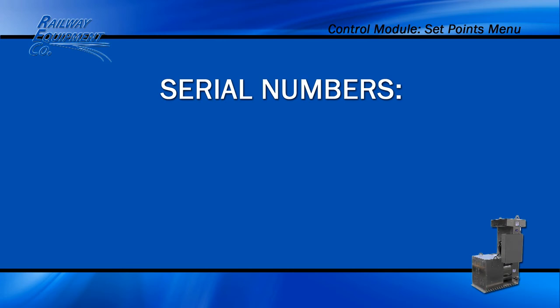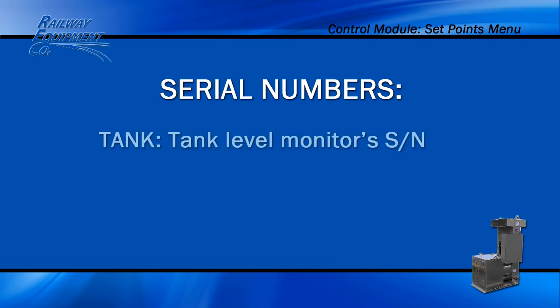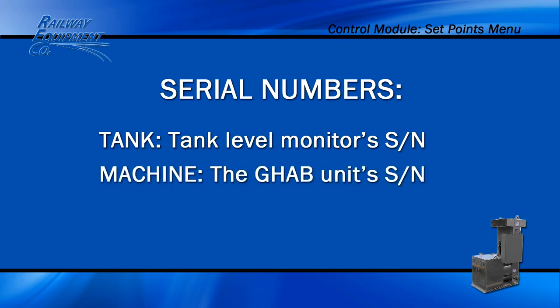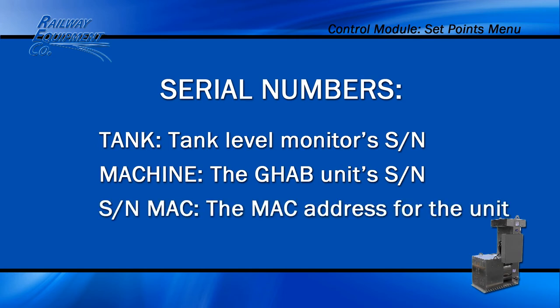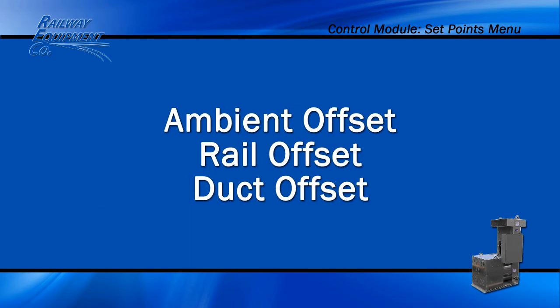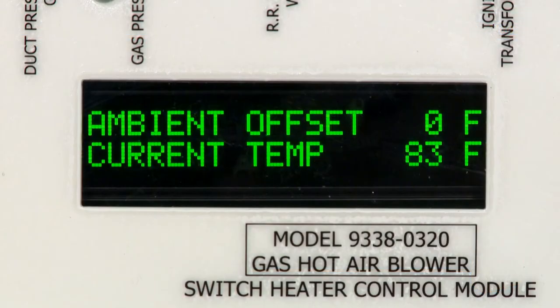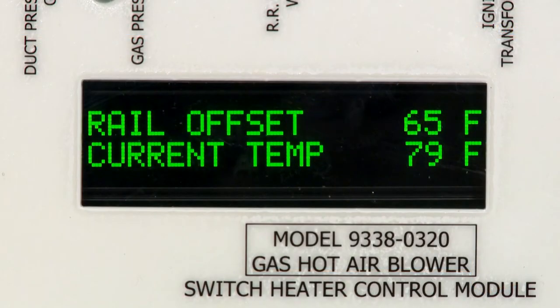The control panel displays several serial numbers. The tank serial number refers to the tank level monitor's serial number. This is only used if a tank sensor reporting to the module is installed. The machine serial number applies to the whole GHAB unit. Serial number MAC shows the MAC address for the unit. Offset values are used to calibrate the sensors for ambient temperature, rail temperature, and duct temperature.